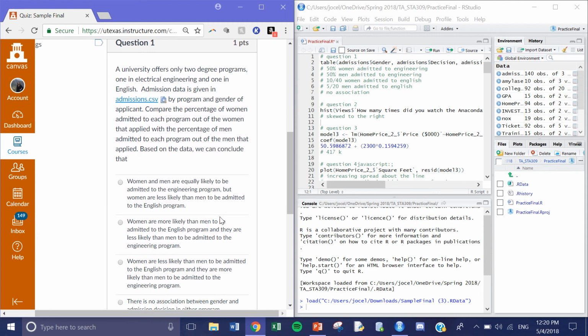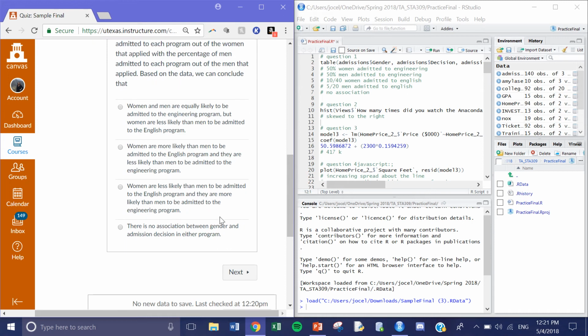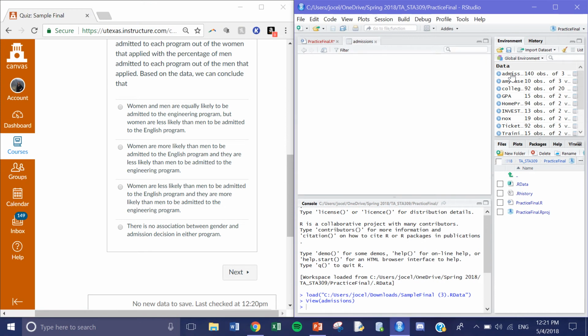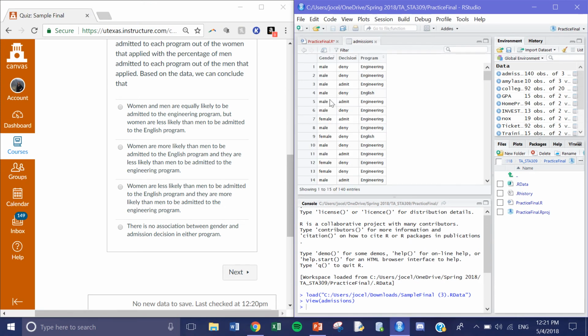A university offers only 2 degree programs, one in electrical engineering and one in English. This data is found in admissions.csv by program and gender of applicant. Compare the percentage of women admitted to each program out of the women that applied with the percentage of men admitted to each program out of the men that applied. So in my opinion, the best way to visualize this admissions data, if we click on the admissions data, there's gender, decision, and program.